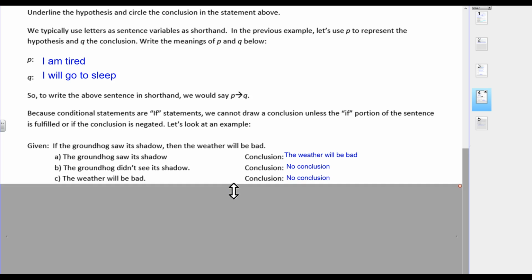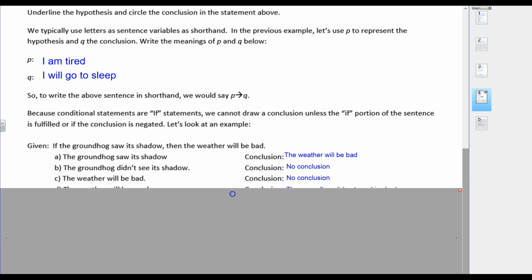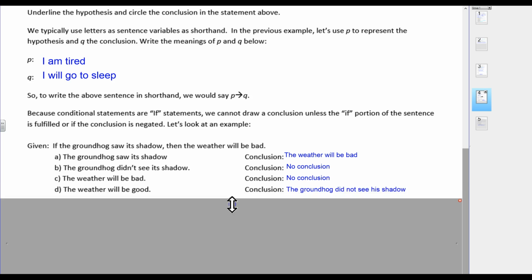If the weather will be bad, we also cannot draw a conclusion because we only have information if the groundhog saw its shadow. It could be that when the groundhog doesn't see its shadow, the weather's still bad. Maybe the groundhog has no magical powers over the weather. If the weather will be good, now we actually can draw a conclusion because if I know that the weather was good, there's no way that the groundhog saw its shadow, because if it sees its shadow, then there was bad weather. So if it was good weather, the groundhog didn't see its shadow.